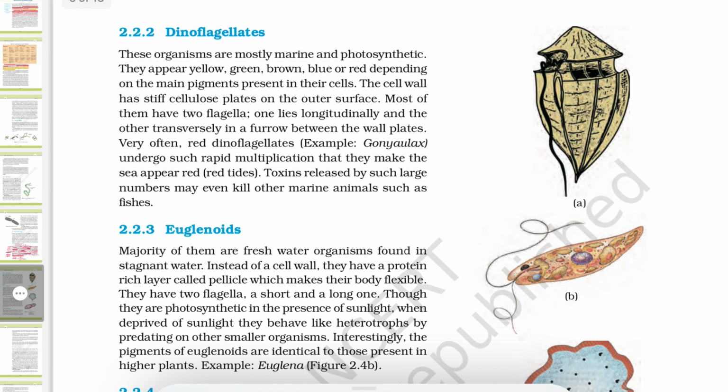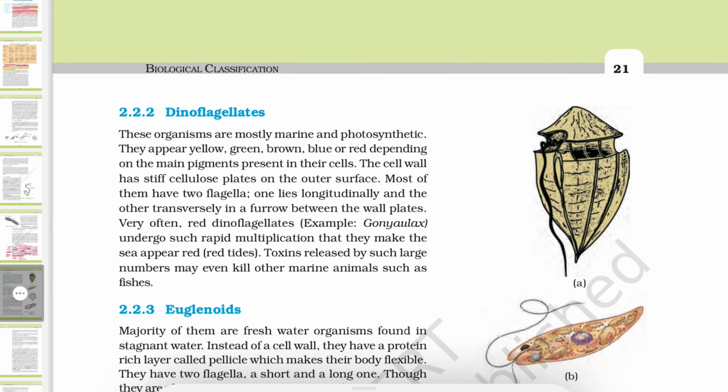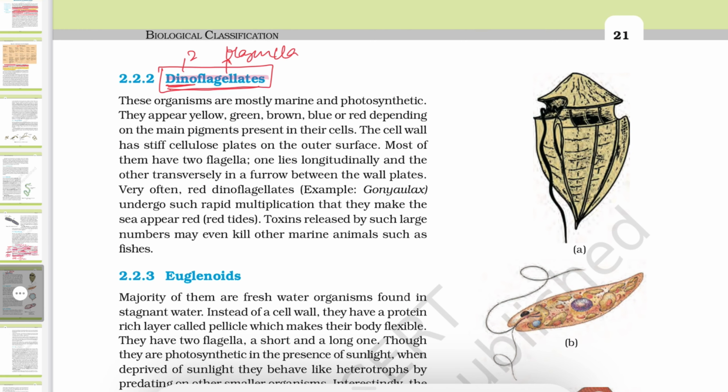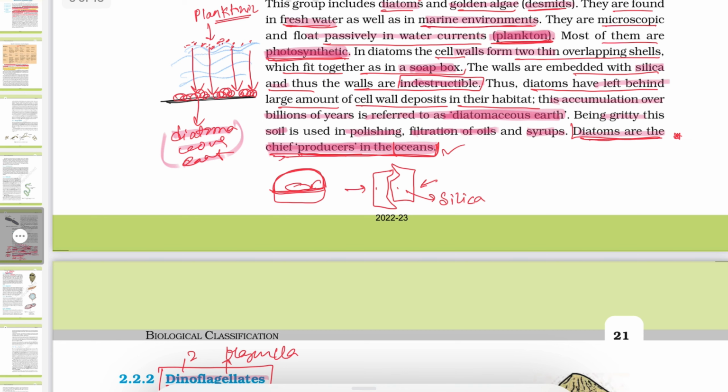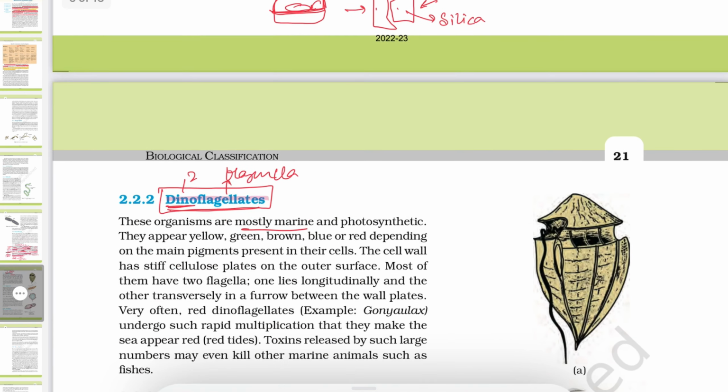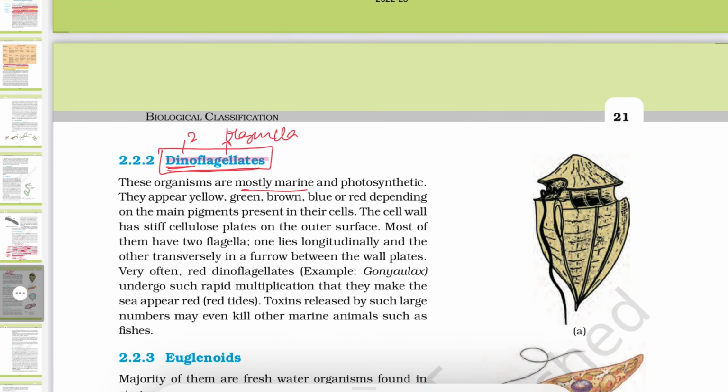Now let us come to dinoflagellates. By the name, you can understand: dino means two, and flagellus means flagella. Organisms that have two flagella are called dinoflagellates. They are mostly marine. Chrysophytes were both freshwater as well as marine, but dinoflagellates are mainly found in the oceans. They are also photosynthetic.